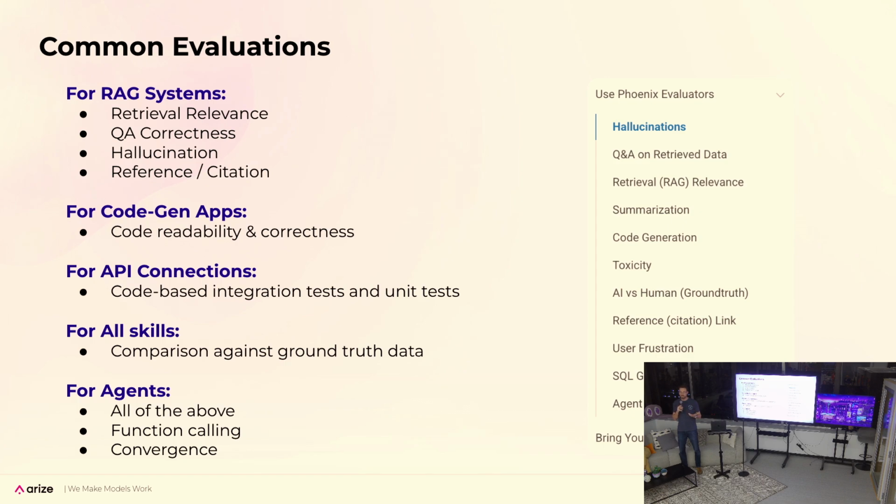A very easy code-based evaluator is to actually try to run the code in a closed environment and see if it runs without exception. Is the code runnable? That is a very easy kind of code-based evaluator you could use for that sort of system. And for all your skills, you can do comparison against ground truth data. That is an easy one that you can always do as well.